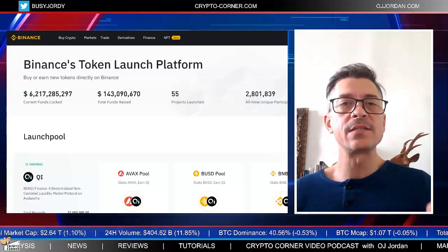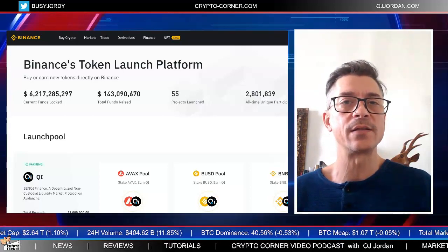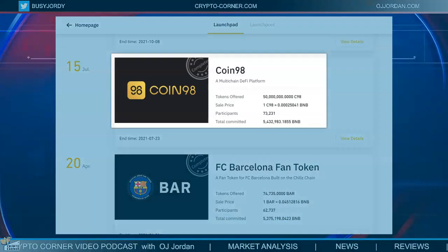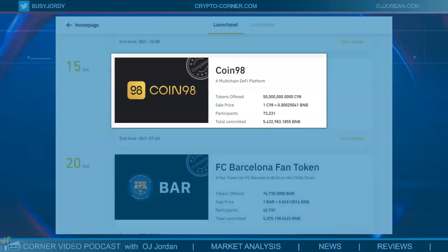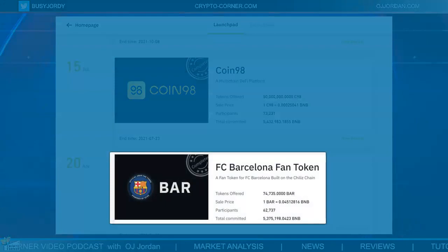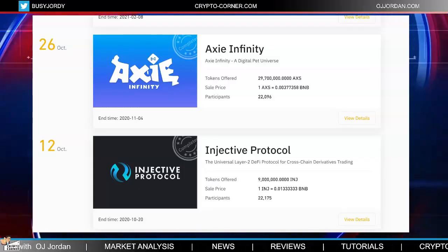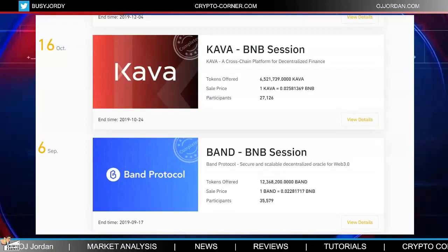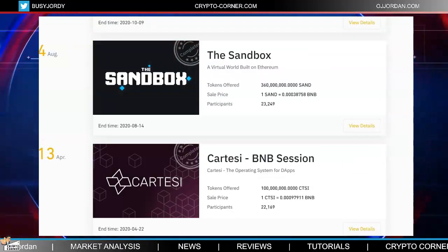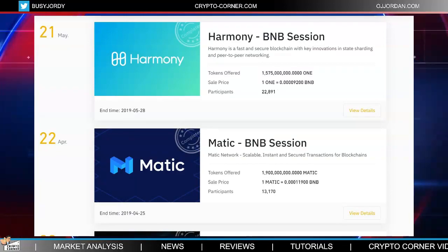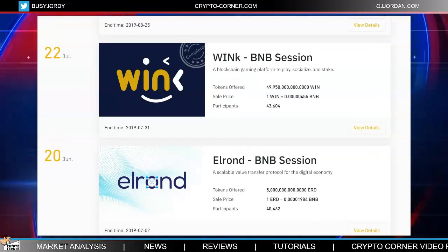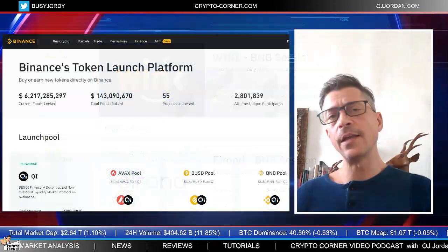Some of the biggest successes of Binance Launchpad are the multi-chain DeFi token Coin98, the Chiliz-based FC Barcelona token as well, gaming token AXS, the once too hot Axie Infinity token, and many more. Band, Kava, Sant was in August, and Cartesi in April last year, Matic, Elrond as well. So many successful projects. It is really impressive.